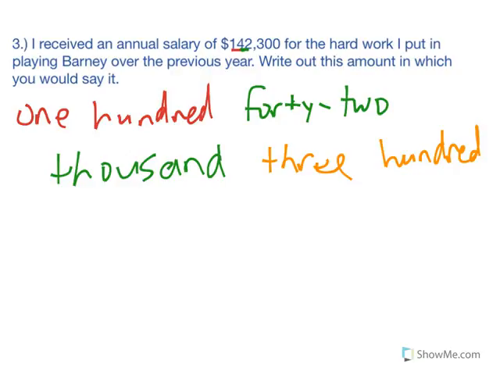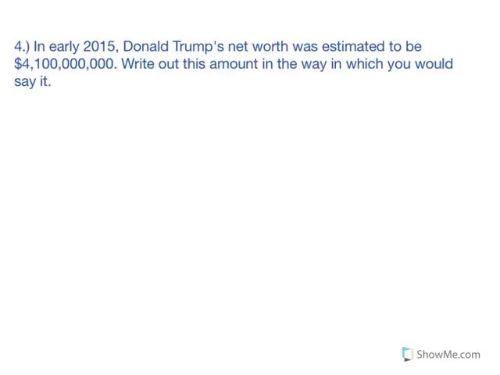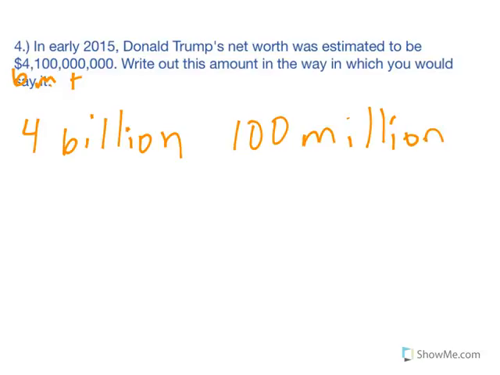And we're going to do another one of these in the next spot. Donald Trump is worth millions, billions. So 4,100,000,000. And sometimes when you have a bunch of zeros, it might help you to write down those letters just to help you: the thousands, millions, billions. So we've got 4 billion and then 100 million would be the way you would say that number.